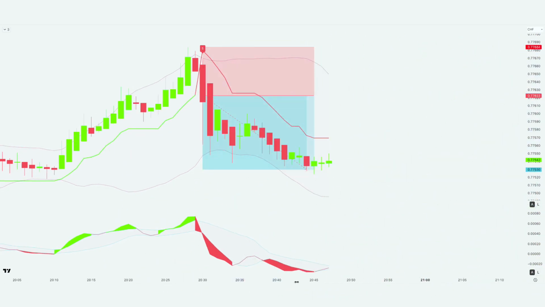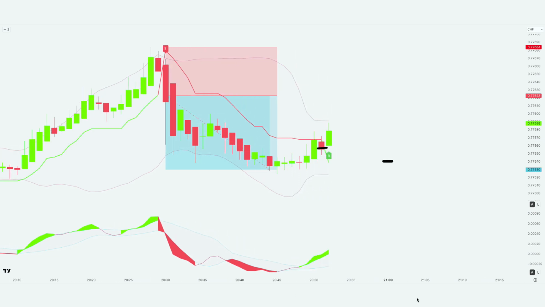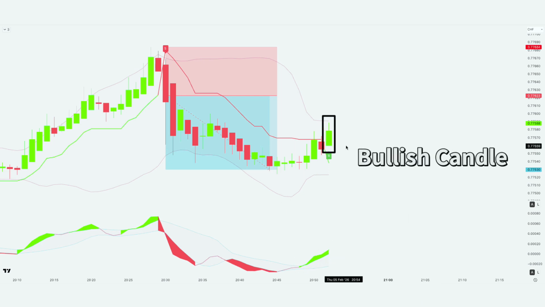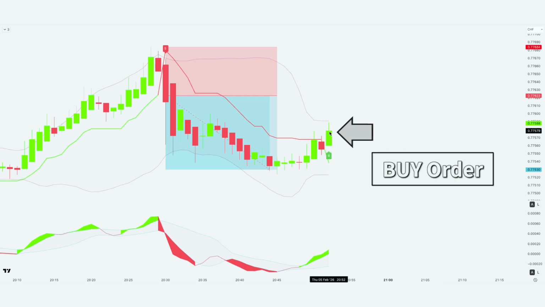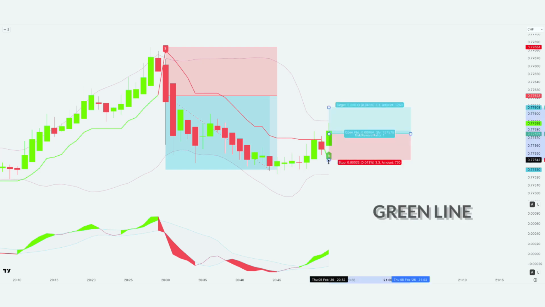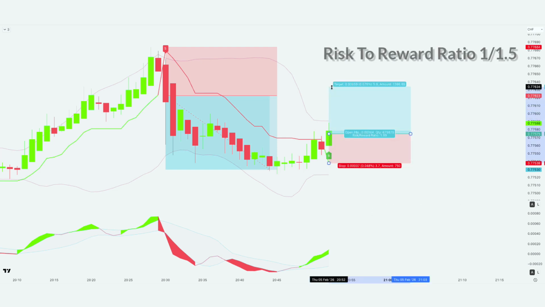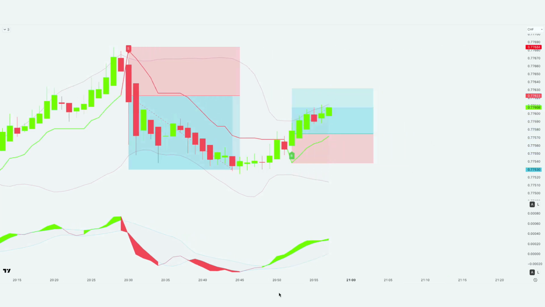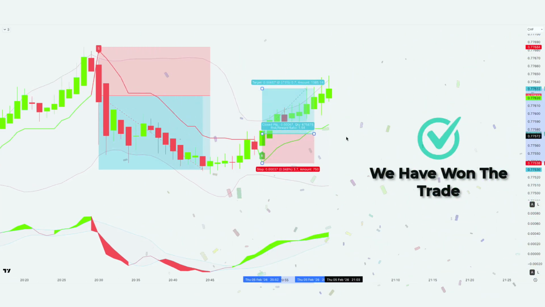Let us now understand the long position. When the RT signals of this indicator is a buy signal, when the Bollinger Bands should be in the green area, when the market forms a bullish candle. If this condition is fulfilled, then we will place a buy order. Our stop loss is to be placed at the green line, and the risk-to-reward ratio will be 1:1.5. The market has completely hit the target.